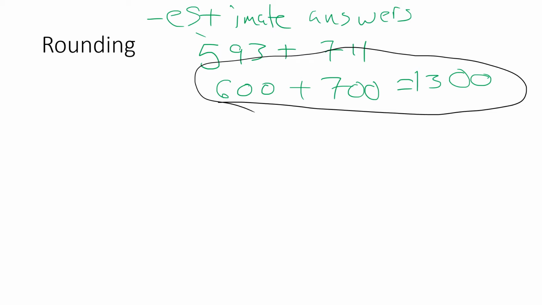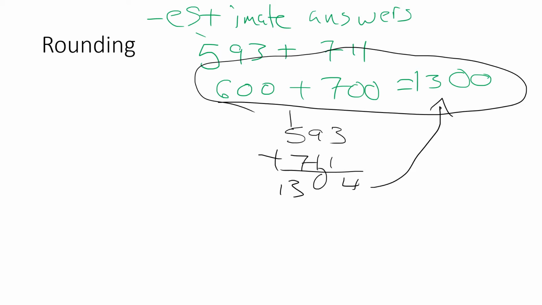Well, let's look at 593 plus 711 and see what our actual answer is. 3 plus 1 is 4, 9 plus 1 is 10, carry the 1, 7 plus 5 is 12, plus 1 is 13. So 593 plus 711 is 1304, very close to 1300. So that's an example of the benefit of rounding in action. It gives you an answer that will be very close to what you're looking for without being precise.